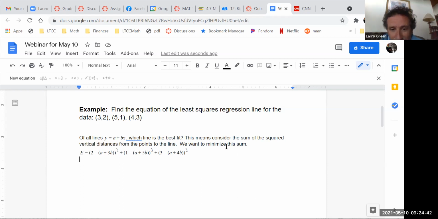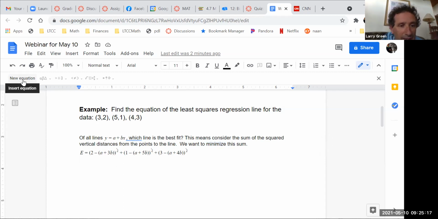Minimizing, let me highlight that word. Minimizing means we need to find the value of A and B such that you end up with a minimum error. And the way you find the minimum is you take the gradient and you set it equal to 0, and that gives you the critical values. Okay, so that's how you get the minimal error, is you take the gradient and use the first and second derivative test, basically.